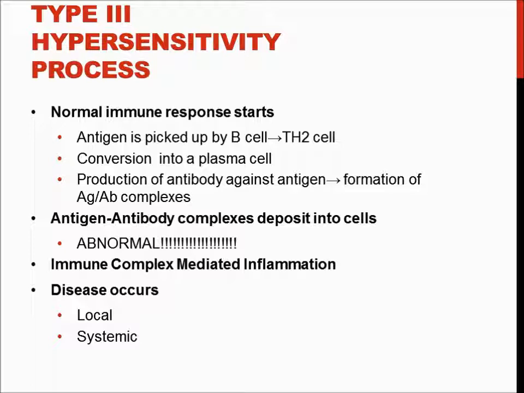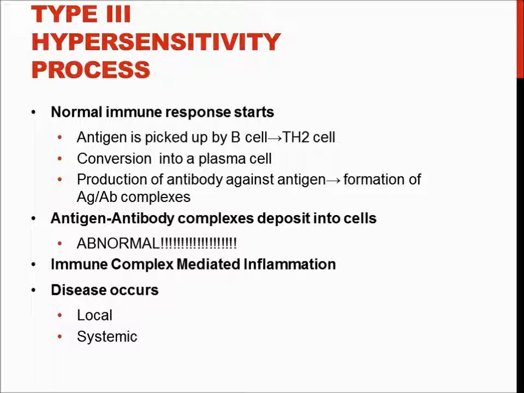Everything starts out normal. The antigen enters the host and in this case is picked up by a B cell. Next, a Th2 cell helps in the conversion of a B cell into a plasma cell. Plasma cells then begin spitting out antibodies. The antibodies that are produced are mostly IgG antibodies. However, some can also be IgM. These antibodies then bind with the antigen to form antigen-antibody complexes.